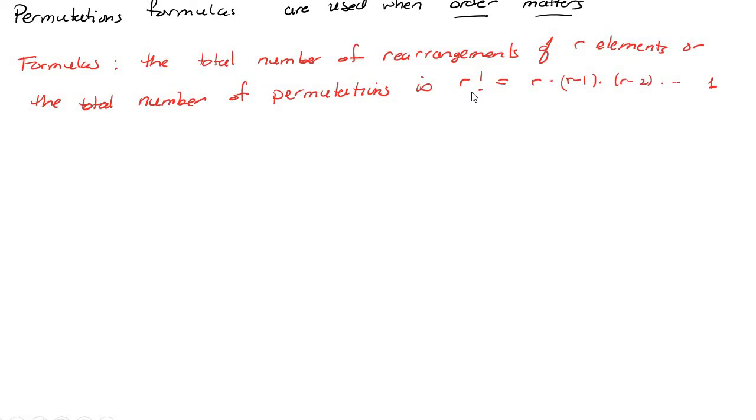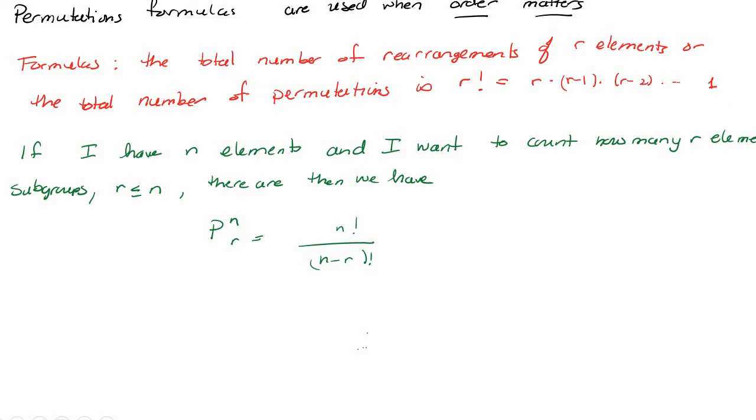What it really means is that you're multiplying everything from 1 to r. And the way we write it symbolically is we start with r, we multiply by r minus 1, r minus 2, and dot, dot, dot, all the way to 1. That formula you need to know, just in case you have to build something from scratch. And the second formula you have to know is the permutation formula, which is in your book. That's when you have n elements, and I want to count how many r-element subgroups there are.